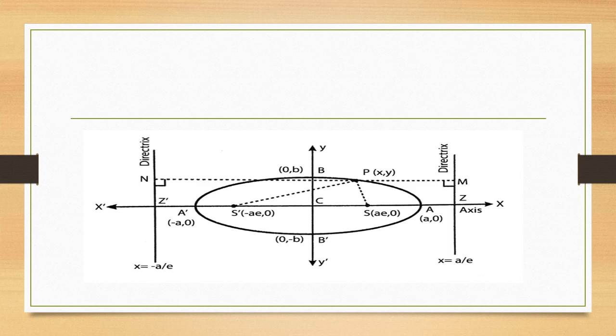Therefore, in this diagram, the foci are on the x-axis. Therefore, the x-axis is the major axis and the y-axis is the minor axis. Not in all cases do we have the foci on the x-axis. In some cases we have the foci on the y-axis also. In such a case, the y-axis becomes the major axis and the x-axis becomes the minor axis. So the foci decide which line is major and which line is minor.